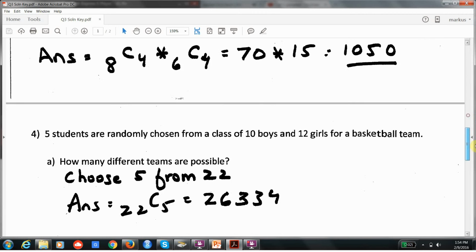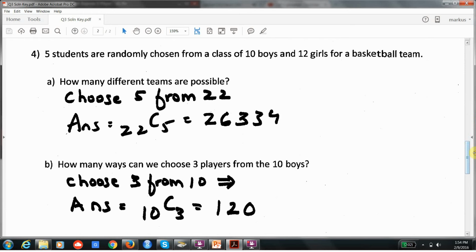That's your answer. Okay, so here we're talking about choosing 5 students from a class of 10 boys and 12 girls for a basketball team. We want to know how many teams are possible. So we're choosing from all 22 individuals. So it's 22 choose 5. It's a combination because we're choosing 5 from 22 where order is not important, and we're choosing without replacement. When you put this into your calculator, that answer is 26,334.